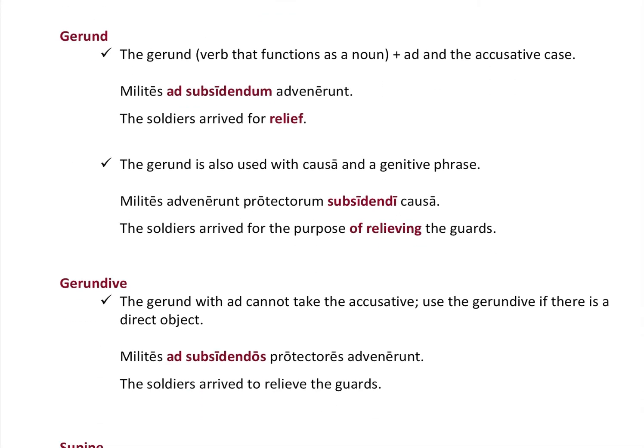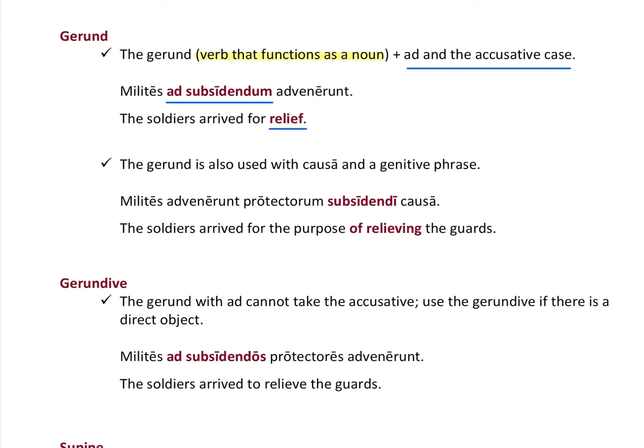Another way we can express purpose in Latin is with the gerund and also the gerundive. Now remember, a gerund is a verb that functions as a noun, and it takes ad and the accusative case. A gerund looks similar to the gerundive, but the gerund is a noun, because relief is a thing here. The soldiers arrived for relief. And it's never in the nominative case. So you would make it ad plus, of course, the accusative ending. Milites ad subsidendum advenerunt. The soldiers arrived as a relief to the guards.